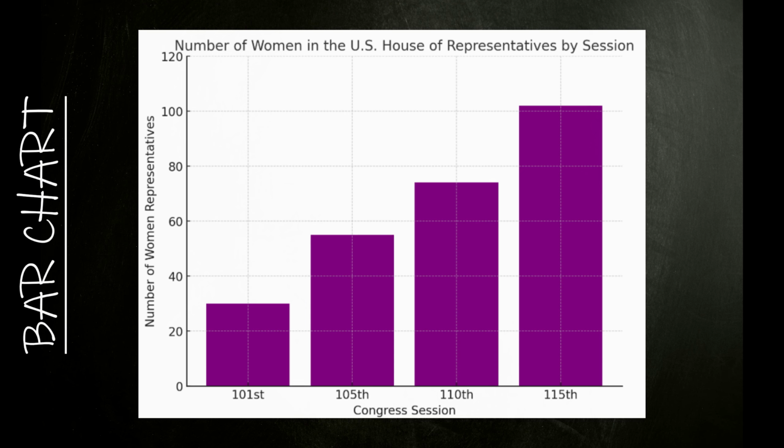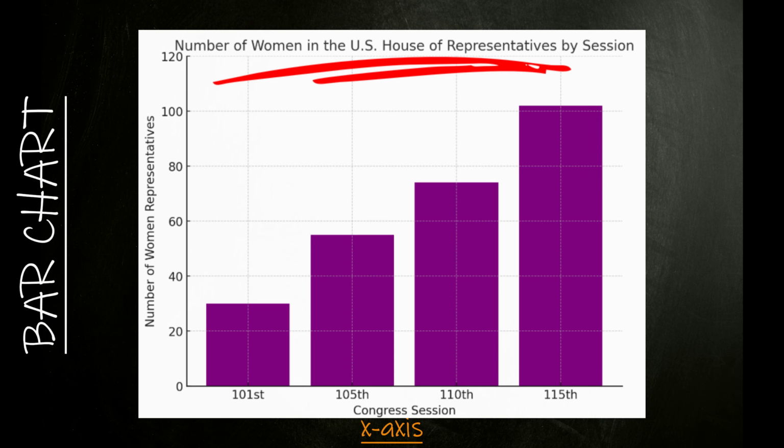Now let's start at the top. The title tells us exactly what we're looking at, how the number of women in the House has changed over time. Next, look at the x-axis, which is the horizontal line at the bottom. The labels, 101st, 105th, 110th, and 115th, represent different sessions of Congress. Each session lasts 2 years, so what we're seeing here is how things have changed over multiple election cycles.